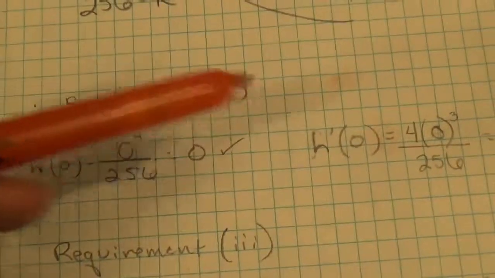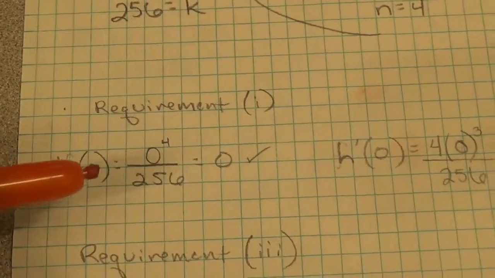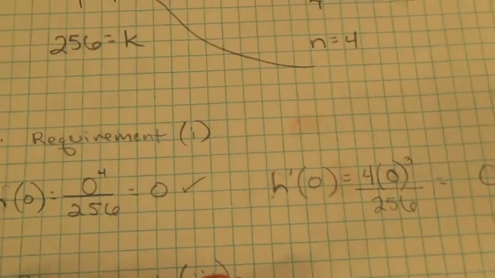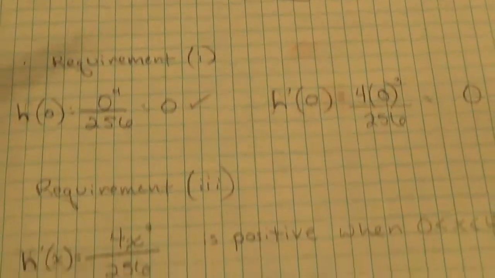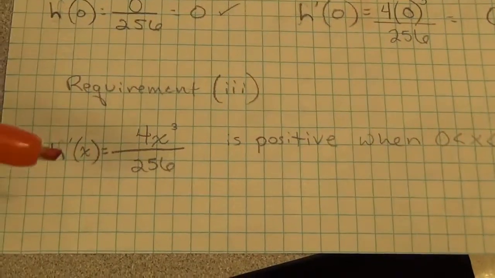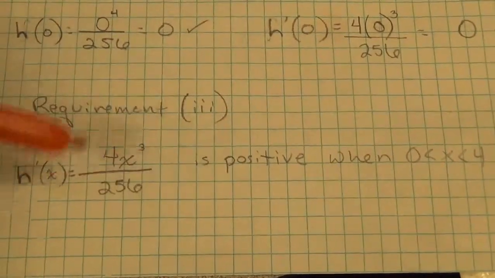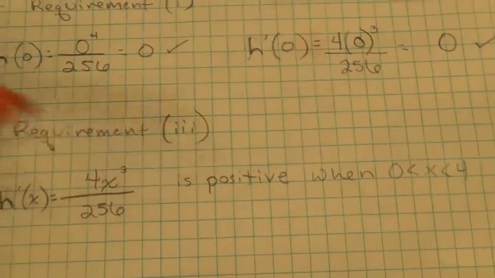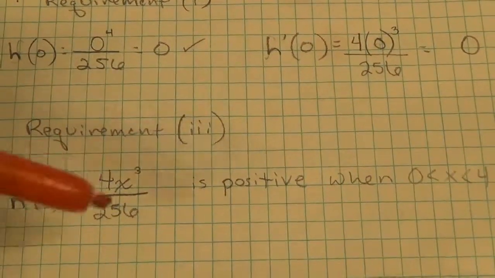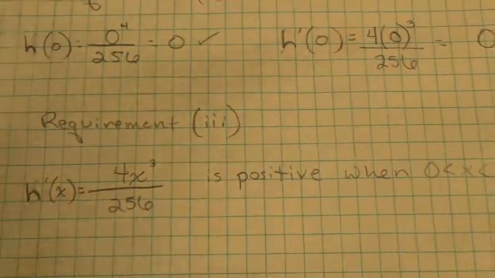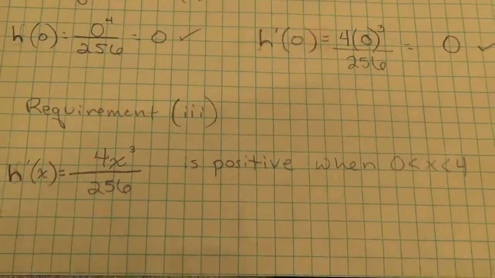My last step is to prove that these answers meet the requirements from part 1 and part 2. Requirement 1 says that when x is 0, the function equals 0, and the slope equals 0. I proved it right here. Requirement 3 says that the slope will be positive between 0 and 4. So I wrote the slope function, and I am positing that the slope is positive when between 0 and 4. It's the full solution. See me if you have questions.